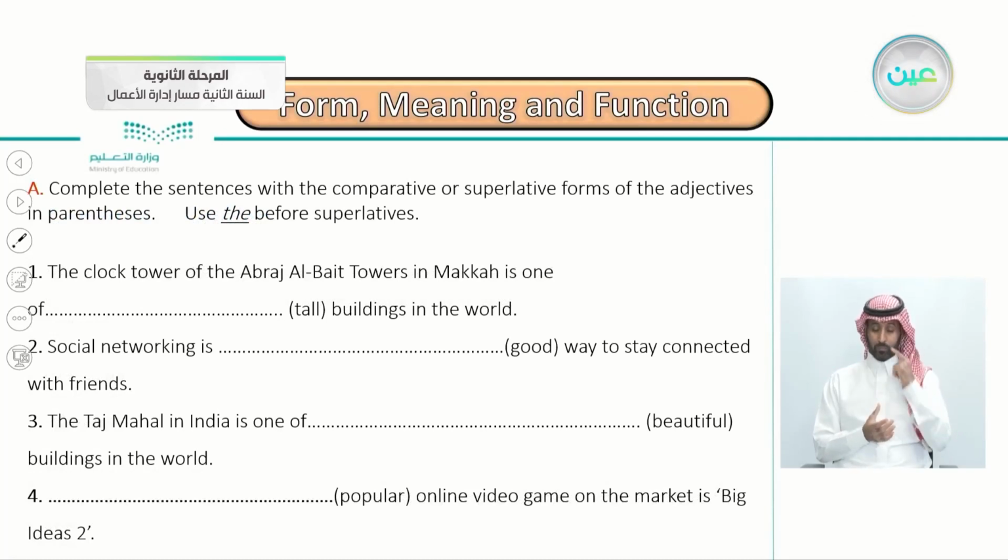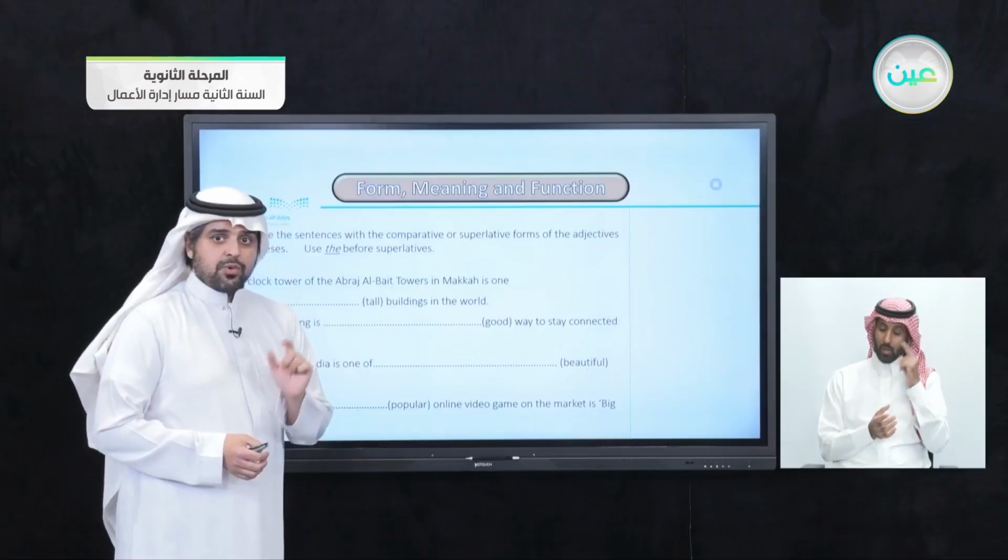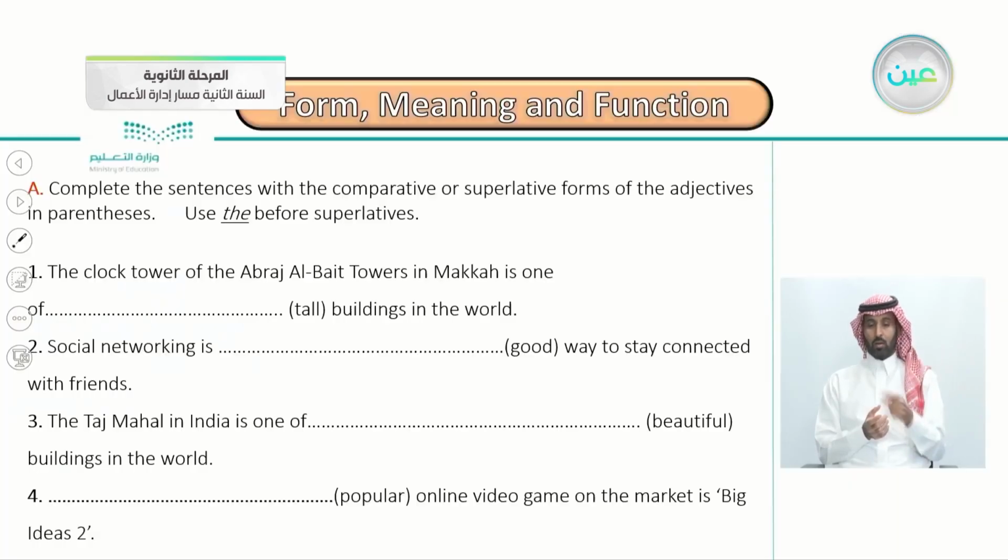Here's an exercise for you. Complete the sentences with the comparative or superlative forms of the adjectives in the parenthesis. Use the. Don't forget the before superlative. Always don't forget the word the. So the first one, the clock tower of Abraj al-Bayt towers in Mecca is one of, and the adjective here, tall, buildings in the world.